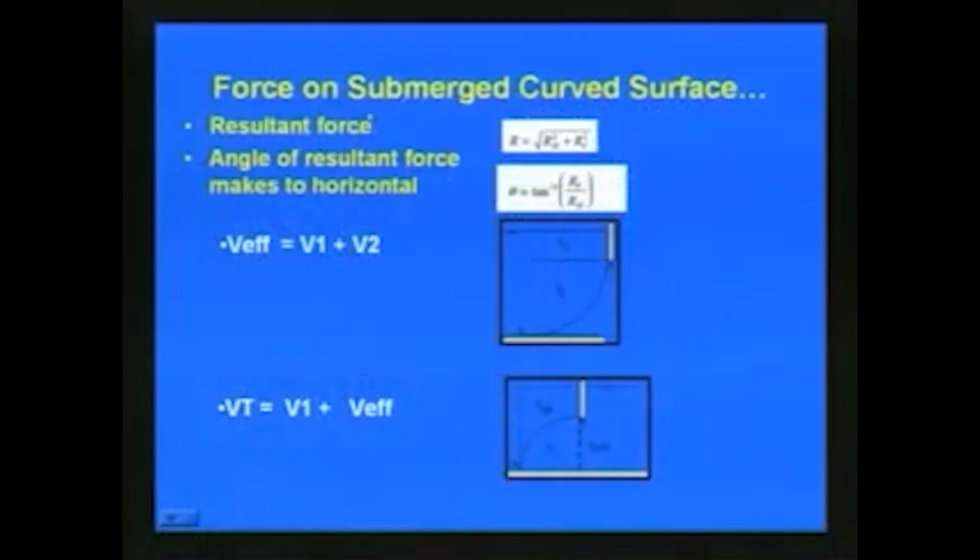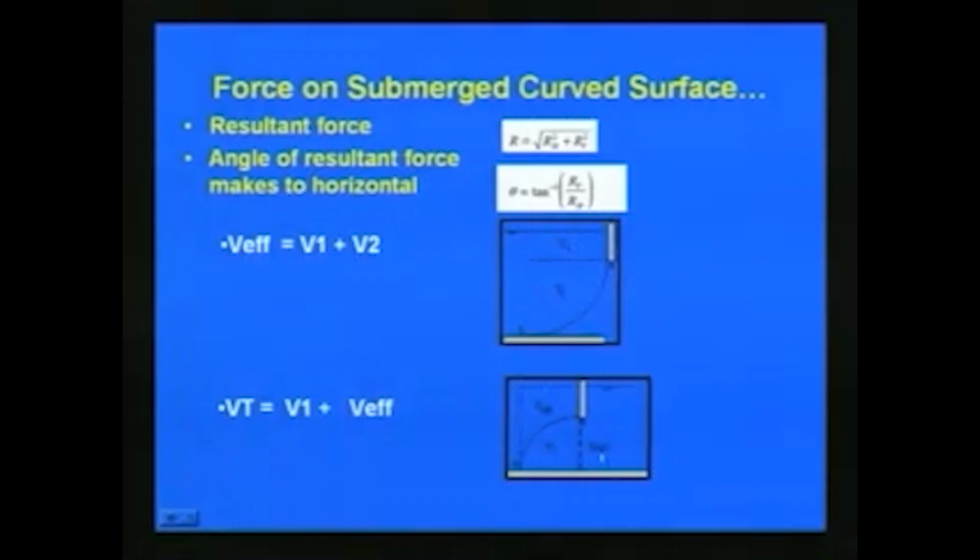So, like this we are splitting the resultant force into the resultant horizontal force and the resultant vertical force. For example, consider the case of vertical force, where the liquid is here and here it is empty. If you want the effective vertical force, it will be V1 here and then V2 here, and V1 just above that will be the effective vertical force.